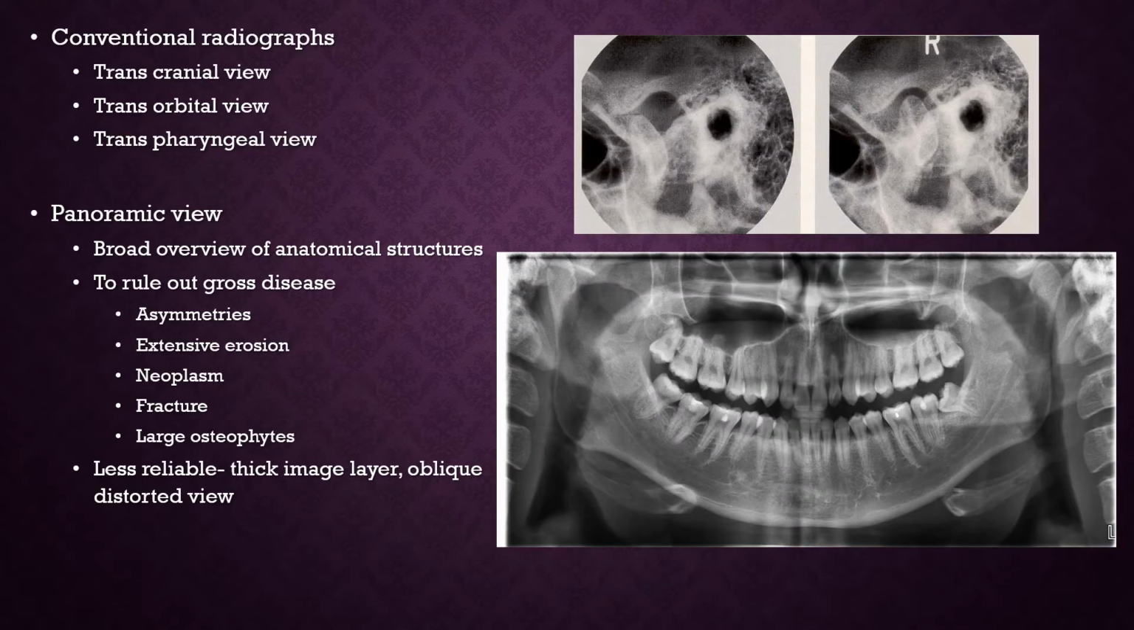The conventional radiographs like the transcranial, transorbital, and transpharyngeal views, like the ones I've shown here, are obsolete now. The panoramic view is primarily used to get a broad overview of anatomical structures of the TMJ. It can help to rule out gross disease like asymmetries, extensive erosion, neoplasm, fracture, or large osteophytes. Minor details are difficult to delineate on a panoramic view, and it may be less reliable to solely base your diagnosis on it, especially for the TMJ, because it has thicker image layers and an oblique, distorted view of the TMJ.